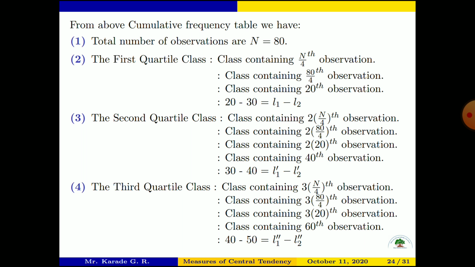आता बघा आपण पहिल्यांदा फर्स्ट क्वार्टाईल क्लास, सेकंड क्वार्टाईल क्लास अँड थर्ड क्वार्टाईल क्लास हे क्लासेस फाइंड आउट करून घेऊ. ओके, आता फर्स्ट क्वार्टाईल क्लास कसा फाइंड आउट केला आहे बघा. First quartile class is nothing but the class containing the n by 4th observation. n by 4th means 80 by 4th observation. 80 by 4 means 20th observation, and the 20th observation lies in which class.